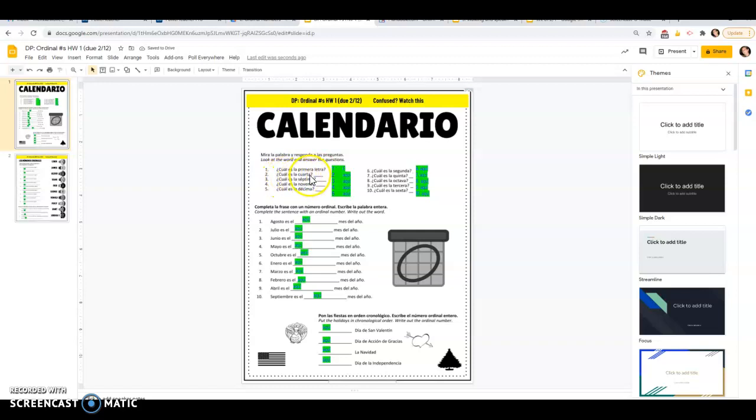And then the next one, ¿cuál es la cuarta? So you have to go through your list and figure out what letter it is. So you have to figure out first, what are those words? What is the order? First, second, third, fourth, and then you count and go from there.